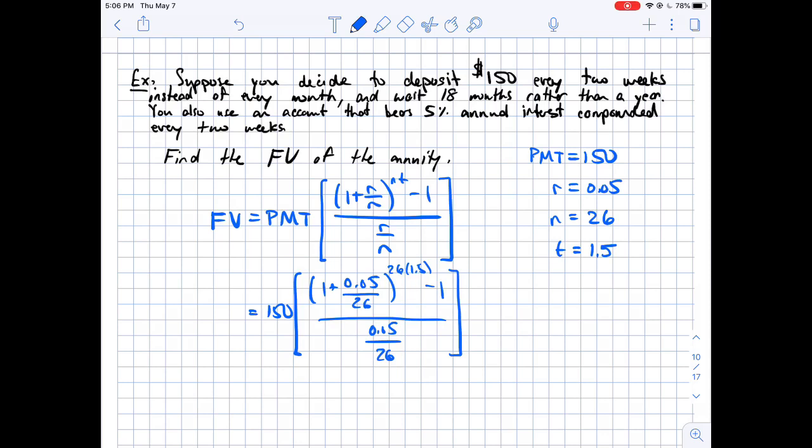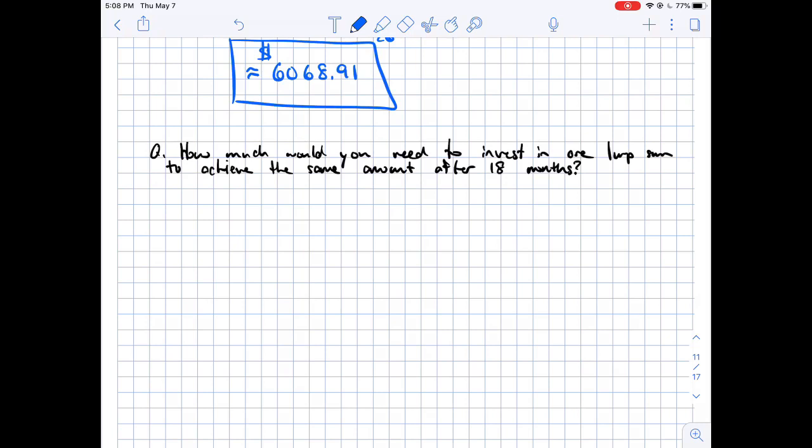What you should get is that this is going to be approximately, if you round it off here, $6,068.91. Okay, so that's going to be the amount, the future value of this annuity after 18 months. Now that's fine. Let's change this question up just a little bit though. That's the future value if you make your deposit of $150 every 2 weeks for 18 months. So that's fine. We know if we did this annuity for 18 months, we'd have $6,068 at the end.